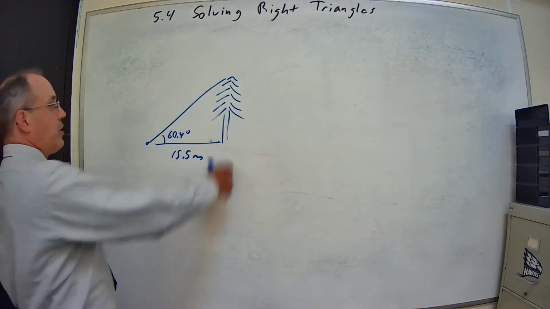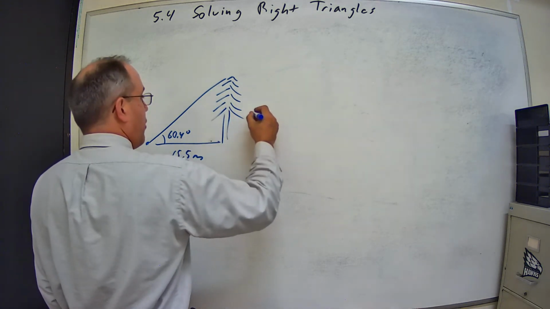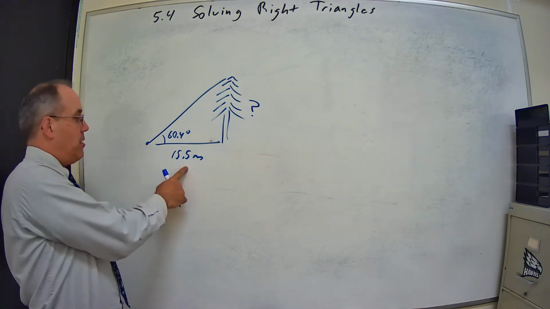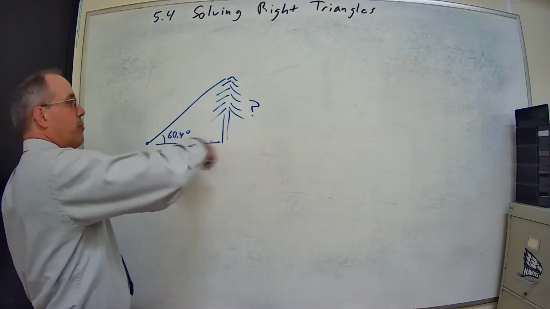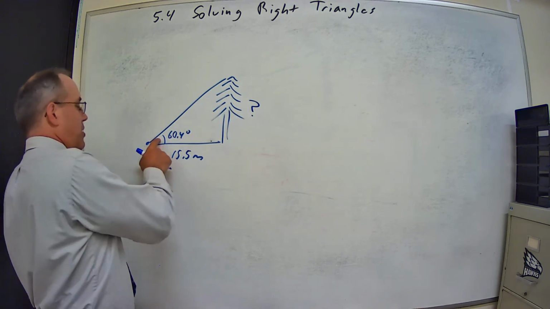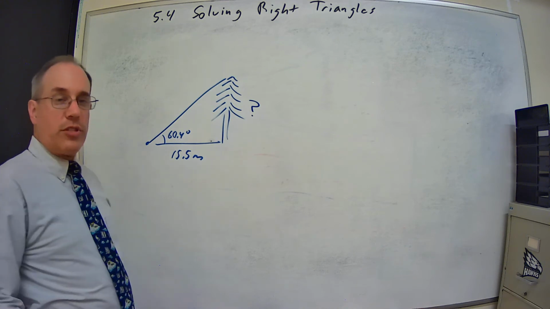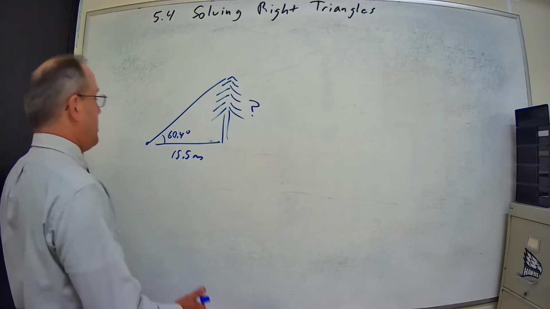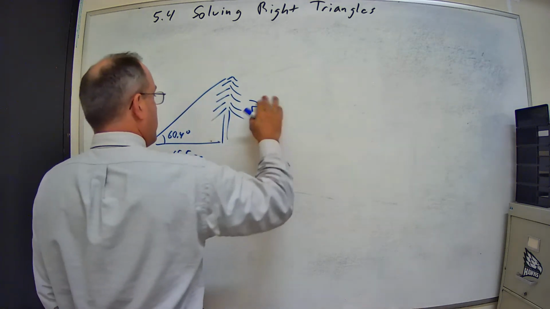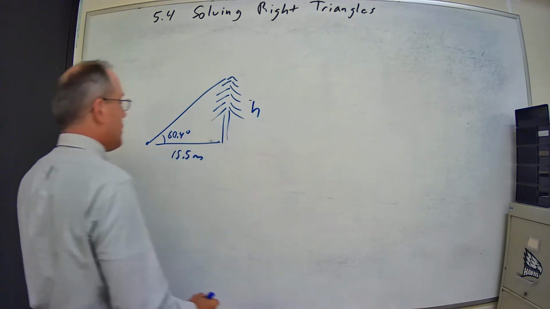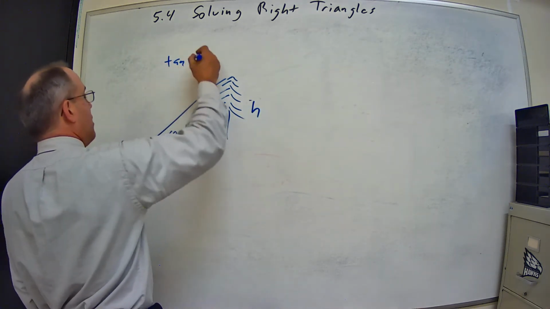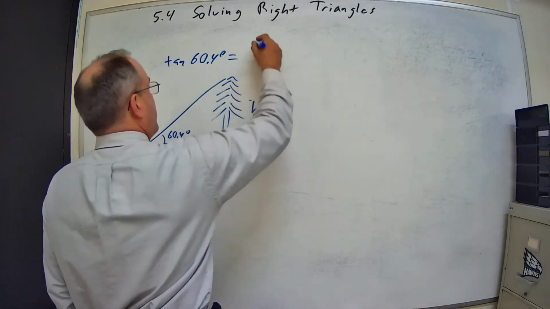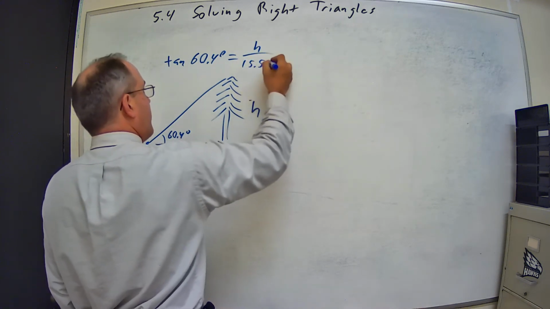So how are we going to do this? We're looking for the height of this tree. We know this angle, we know this side, so what trigonometric ratio will relate this angle and these two sides? Well, it's going to be either tangent or cotangent. Now, I know that my calculator works well with tangent, so I'm going to say tangent. So, if I call this h for height, then I can say that the tangent of 60.4 degrees is equal to h over 15.5 meters.